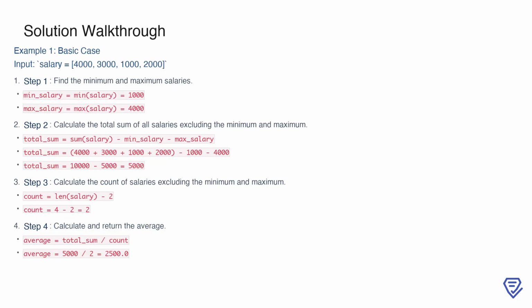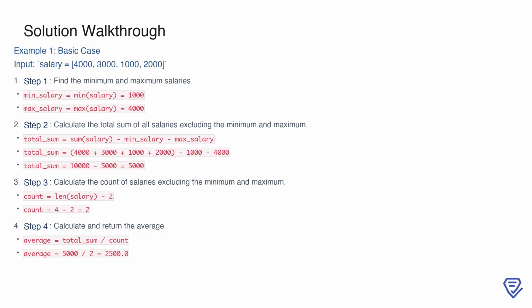To solve this problem, we start with the first example where the input is a list of salaries, 4,000, 3,000, 1,000, 2,000. The first step is to find the minimum and maximum salaries in this list. The smallest salary is 1,000, and the largest is 4,000. Once we've identified these, the next step is to calculate the total sum of the salaries while excluding the minimum and maximum values. The total sum of all salaries is 4,000 plus 3,000 plus 1,000 plus 2,000, which equals 10,000.